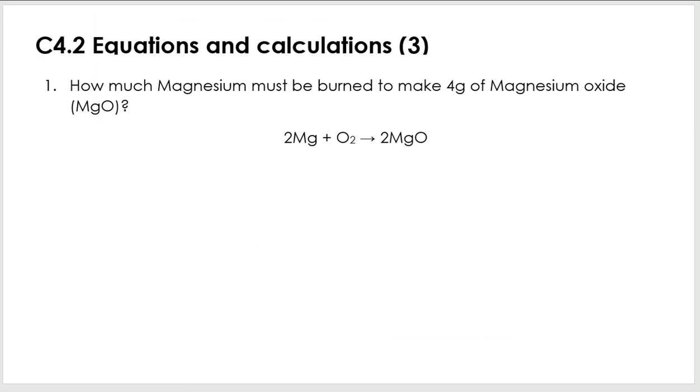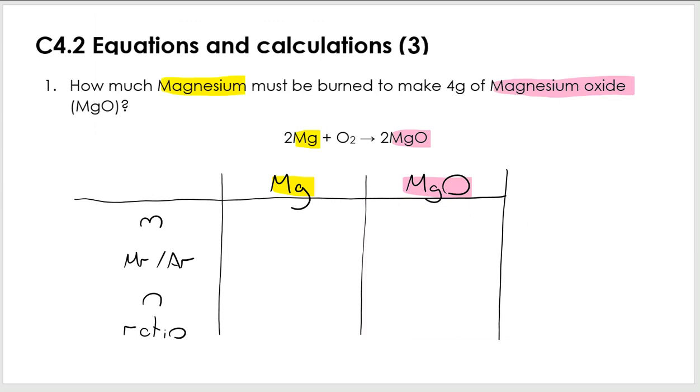So, in the first instance, we are going to draw out the table and we're going to put in the species I want the mass of and the species I have the mass of. I can now put my mass of magnesium oxide in. I can find my relative formula mass of MgO and my relative atomic mass of magnesium, 40 and 24. Because I've got the 4 and the 40, I can work out that I've got 0.1 moles of MgO.